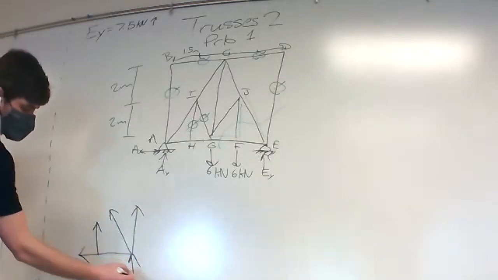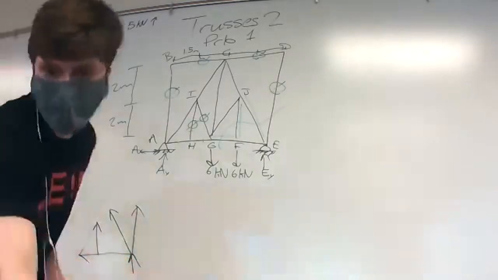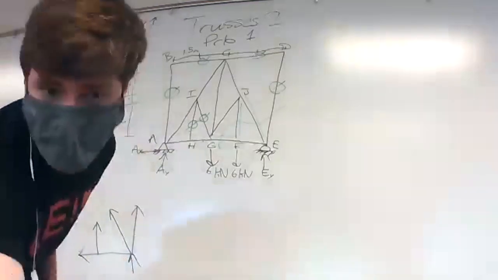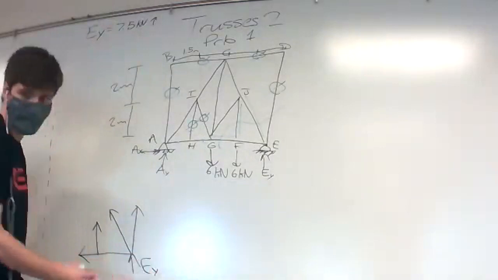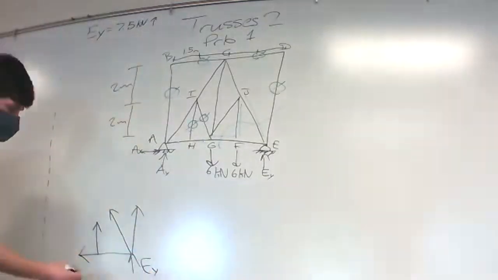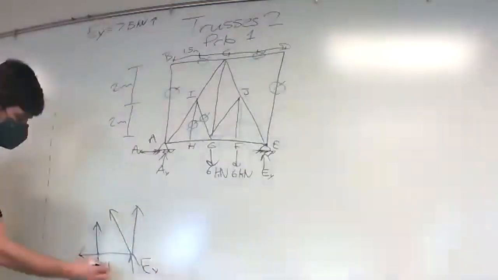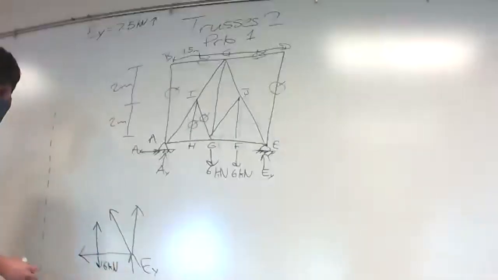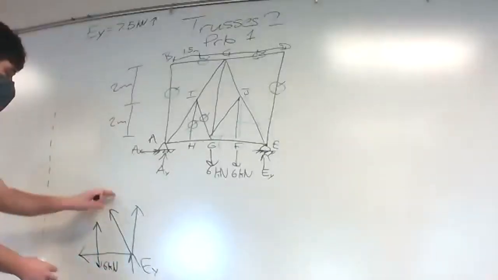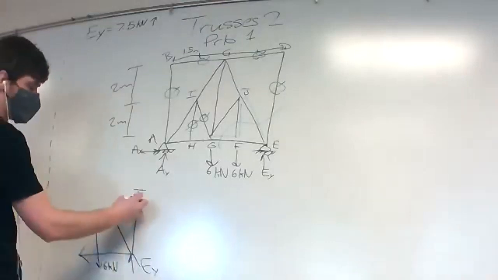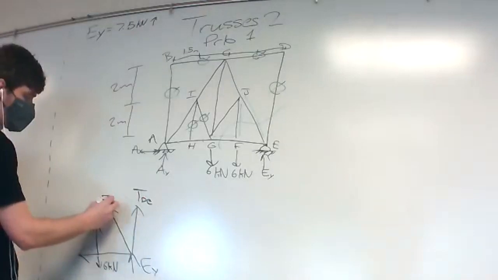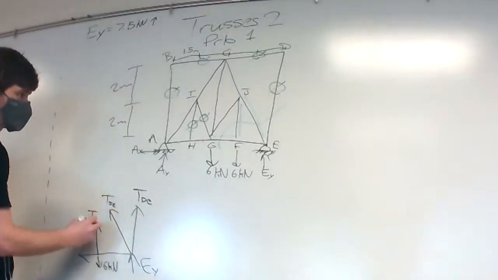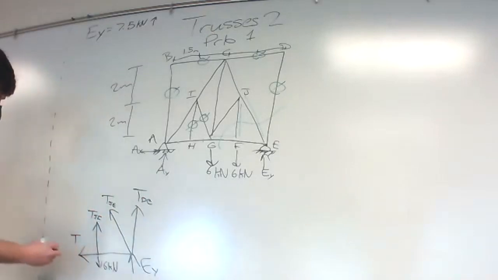where we have, I don't know, is this too low? Where we have EY, we have the 6, and then we have all of our unknowns, where we have TDE, TJE, TJF, and TGF.